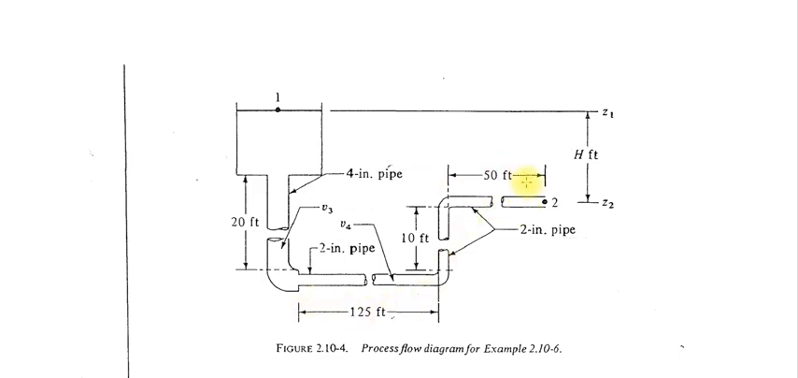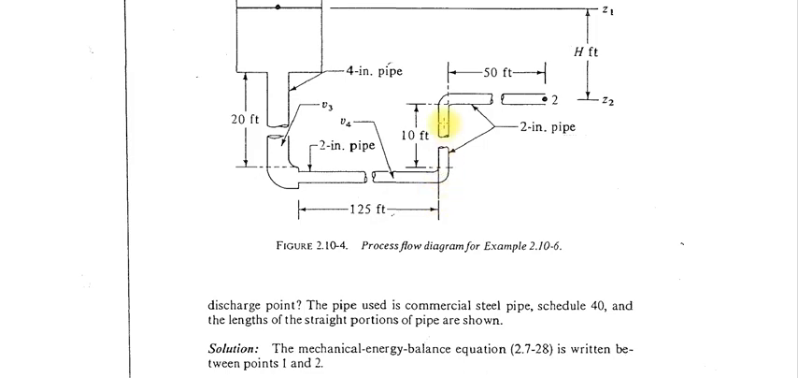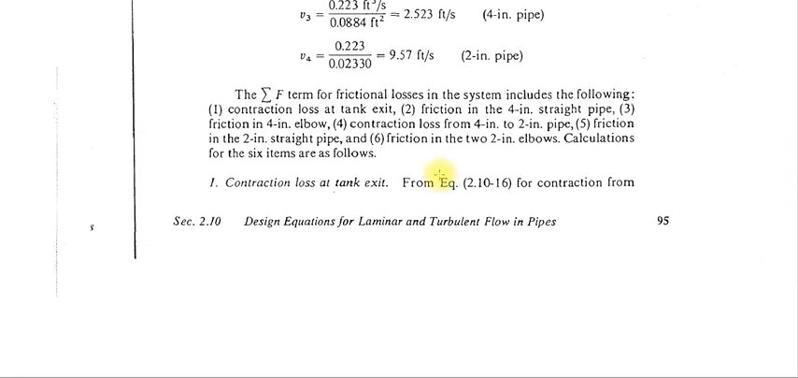You can calculate this value directly in one go: how much friction is lost, how much energy is lost due to friction when the fluid is flowing in this long 2-inch pipe. Then the last point is the two elbows. This is one elbow, this is one elbow. These are the 90-degree elbows in the 2-inch pipe, where fluid is changing direction from horizontal to vertical, then again vertical to horizontal, and you have the friction energy loss in these two elbows. Now you have to calculate all these 6 items one by one. First, we will calculate the contraction loss at the tank exit.